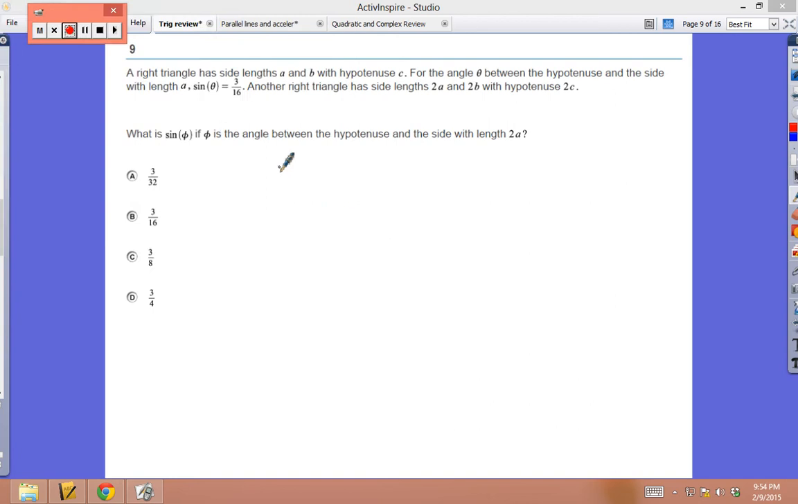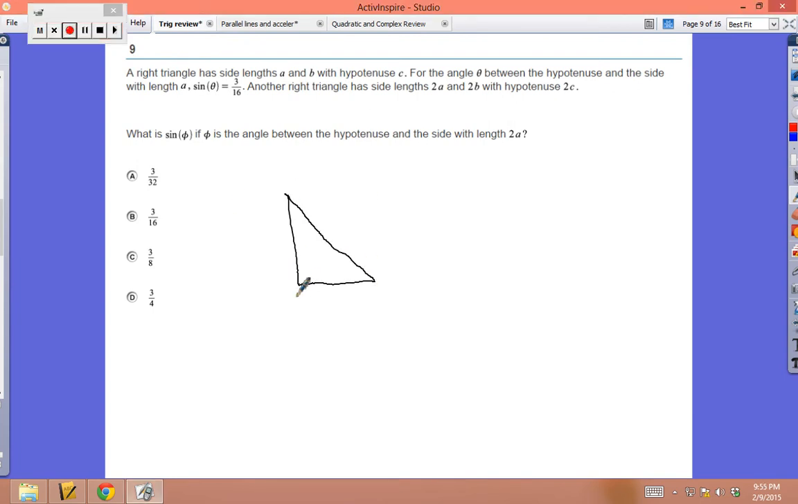Okay, we gotta draw a picture for this one. So, right triangle with A, B, and C. Try and make the hypotenuse always C. So, we call these other ones A and B. So, this is side A, this is side B.